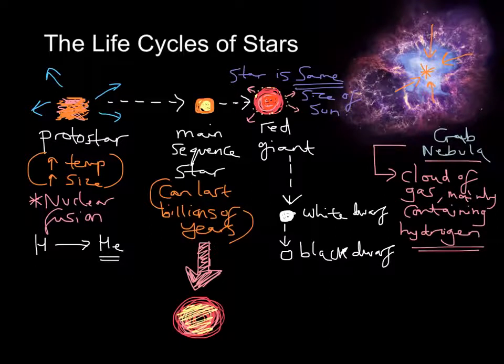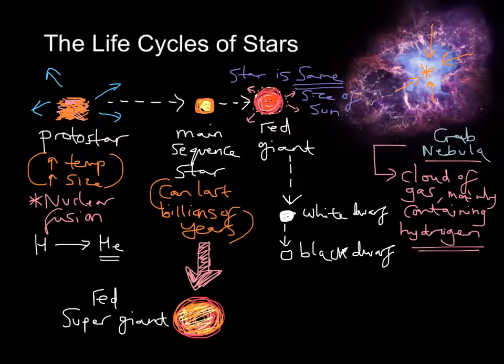Not very specific, but you hopefully get the overall gist of where I'm going with this. And this we call a red supergiant. So this one here is a red supergiant. And this we only get when the star is bigger than our own sun.